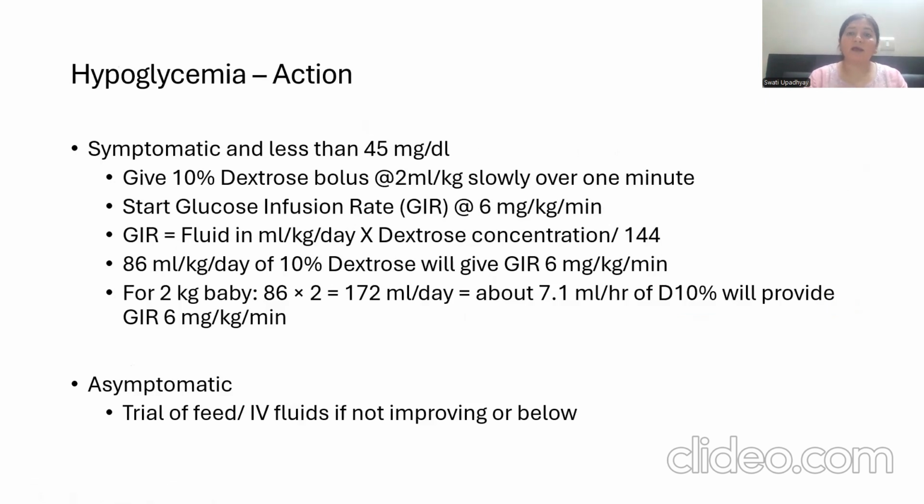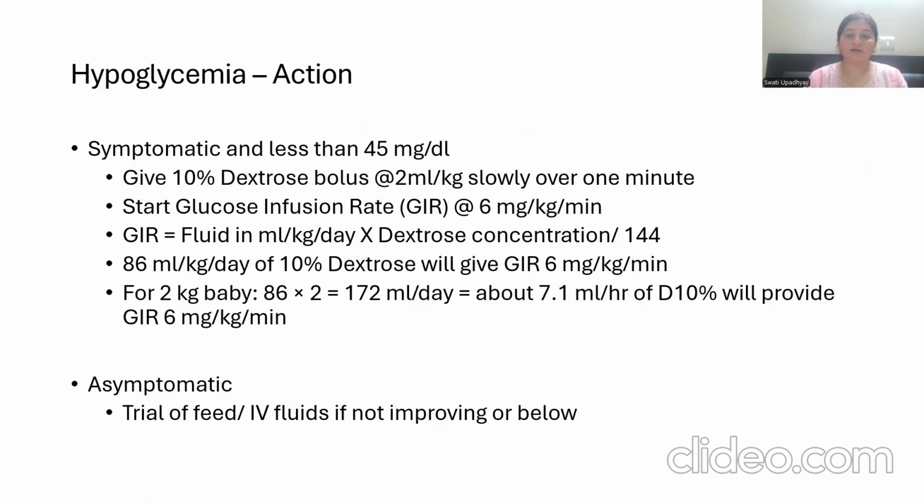Now, once the baby is having a low blood sugar, you need to see how low it is and whether there are any symptoms. Symptoms of hypoglycemia can sometimes be very non-specific. The baby may be jittery, dull, or lethargic, or they can be more serious, like the baby might start having seizures. Sometimes the babies might have just tachypnea or tachycardia. If the baby is having symptoms and if the sugar levels are less than 45 mg per deciliter, give a 10% dextrose bolus at 2 ml per kg slowly over 1 minute.